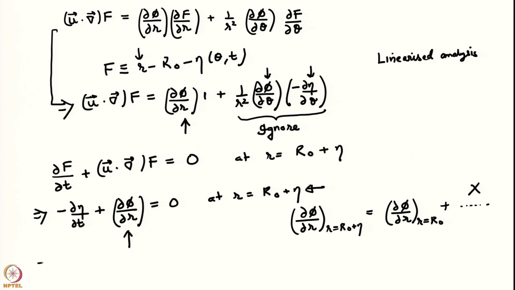So, like before, our kinematic boundary condition just reduces to del eta by del t is equal to del phi by del r evaluated at the unperturbed surface r equal to r 0. Let me call this some equation. So, I will call this maybe equation 1, and then let us proceed from here. So, now we have found that our kinematic boundary condition is del eta by del t is del phi by del r evaluated at r equal to r 0.